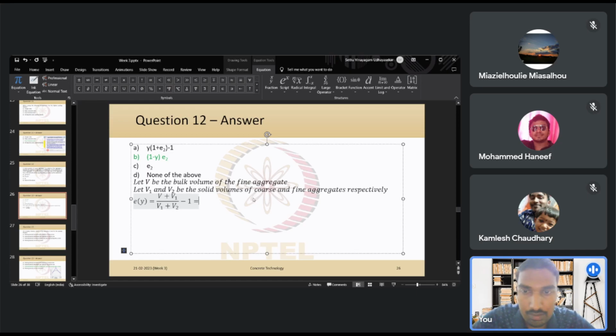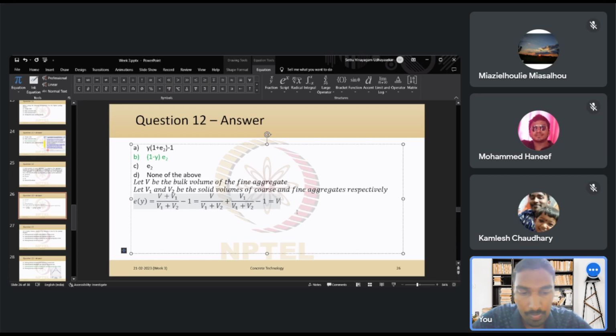Now we can rewrite it as V by V1 plus V2, plus V1 by V1 plus V2, minus 1. I have just split this first term into two terms, V by V1 plus V2 and then V1 by V1 plus V2. Then I'm going to multiply the first term by V2 and then divide it by V2. So I'm just manipulating it.